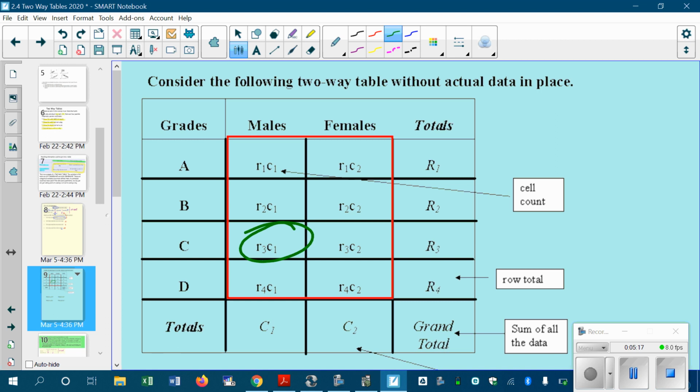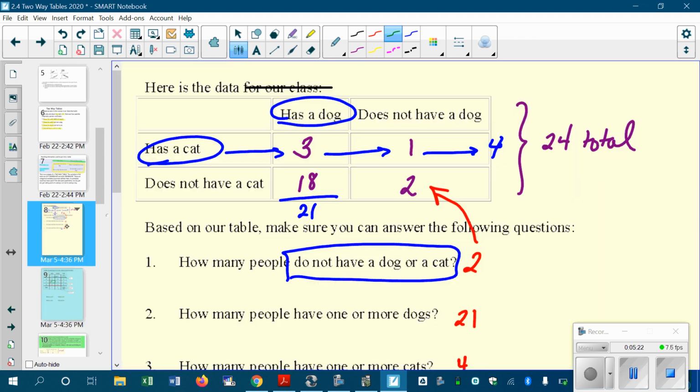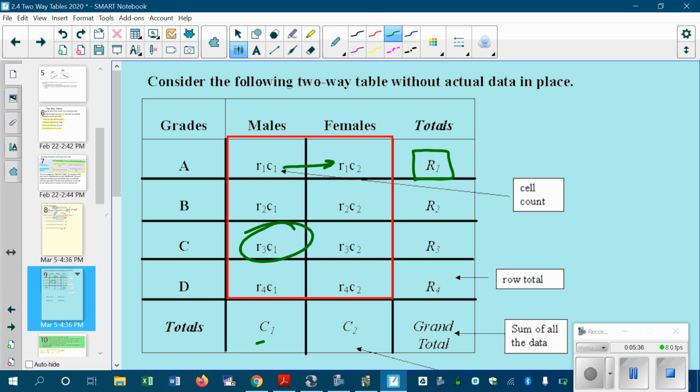If you add going across, add the cells, you'll get what's called a row total. That's what we did back here. Having a cat, we said there were 4 people who had cats, and we added up across the row. There also are column totals. You might add going down and then get a total for that column. So this column that I just signified here would be males.